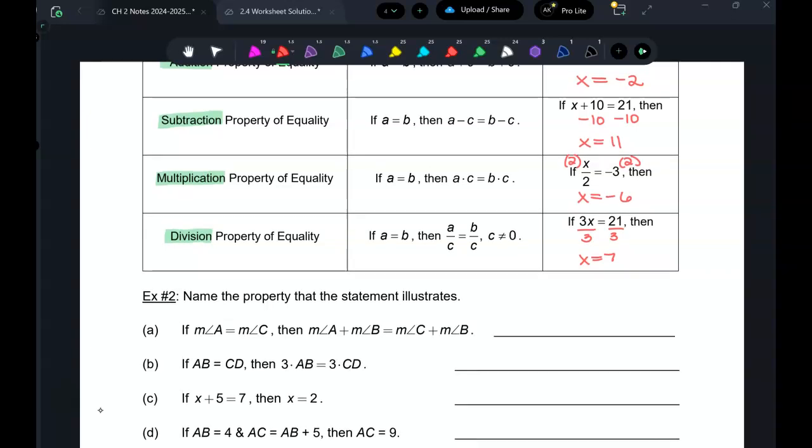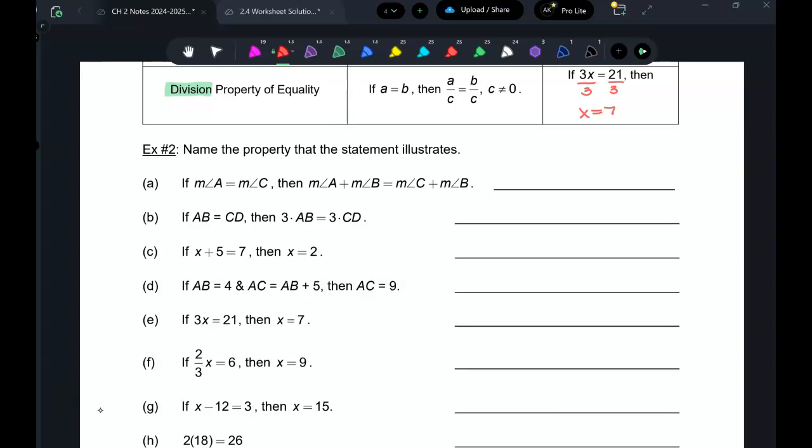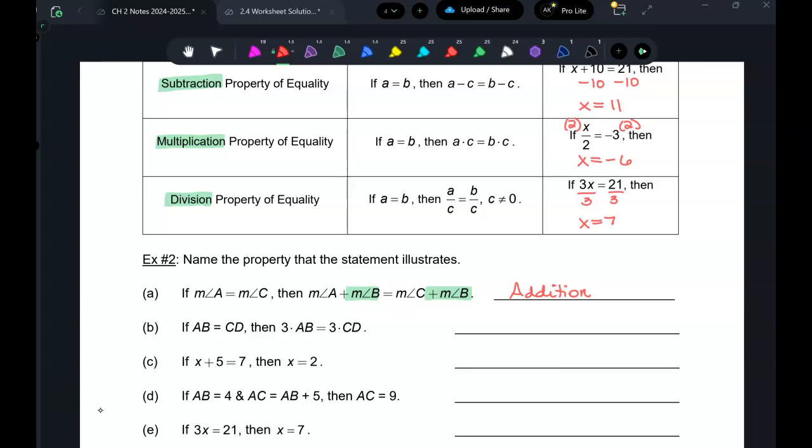Now I want to figure out how I am getting from the hypothesis to the conclusion. What has changed from if measure of angle A equals measure of angle C to measure of angle A plus the measure of angle B equals measure of angle C plus measure of angle B? What have I done? I've done addition. Notice I added measure of angle B to both sides, so that is addition. So when we add, it should be adding to both sides.